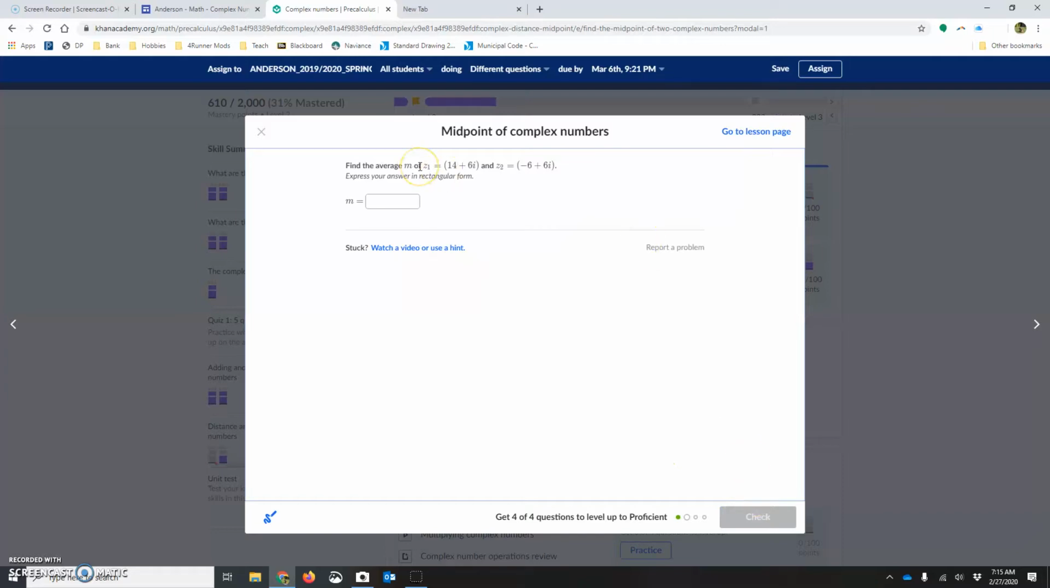So I'm going to plot this, 14 plus 6i, and negative 6 plus 6i. Actually, now that I realize, this is easier than I thought it was at first. These are both on 6i. We're going to go up to the same spot. So our imaginary part is going to be 6i regardless. So all I have to do is figure the midpoint between 14 and negative 6.